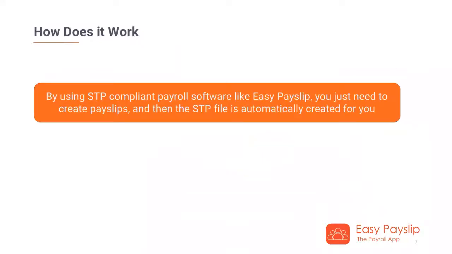So the way it works is you need to use some STP compliant payroll software such as Easy Payslip. And when you create payslips, the STP file is automatically created for you. So it doesn't actually make your life more complicated necessarily. Just by creating the payslips, the Single Touch Payroll is automatically created for you. And then it's just a couple of clicks to actually send that off to the ATO. So it's not like you need to stick something in an envelope and send it to the ATO. It's not like you need to manually work out a different set of figures. It's worked out just on the payslips that you create. The file is automatically created, and with a couple of taps or clicks, it's automatically sent to the Australian Tax Office.